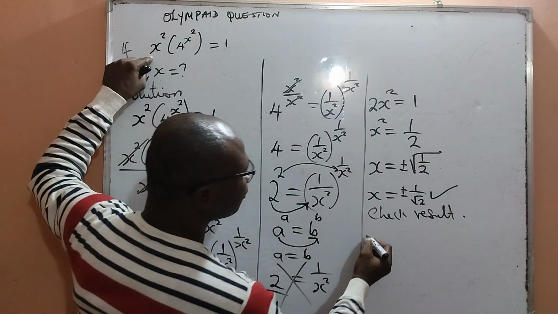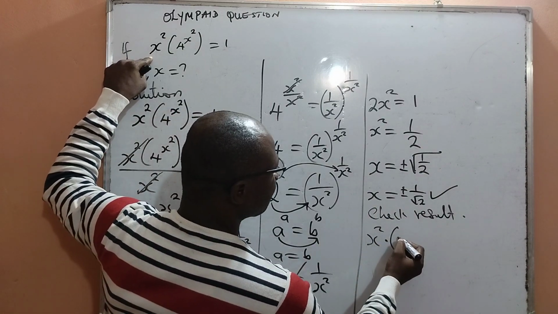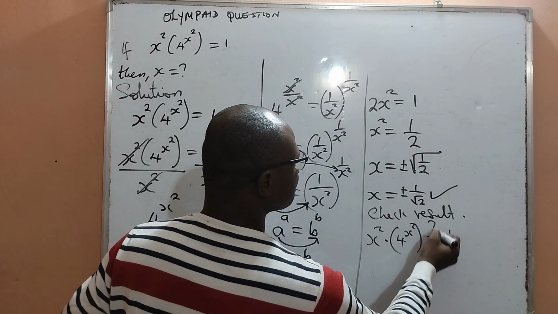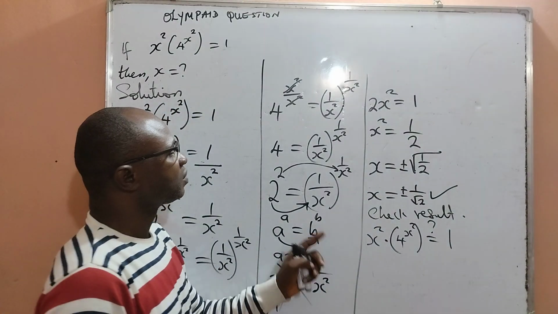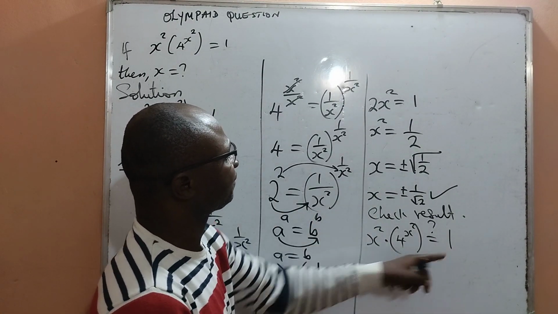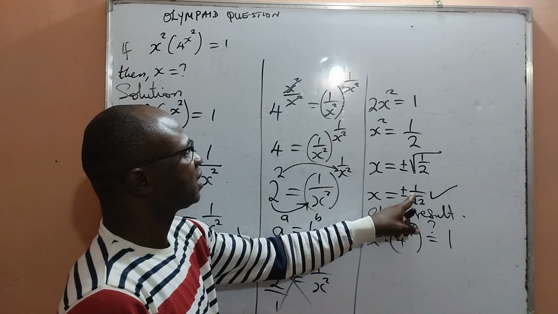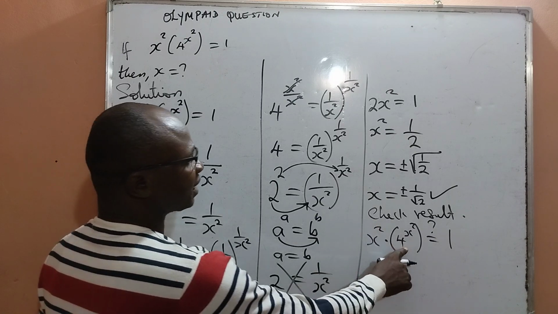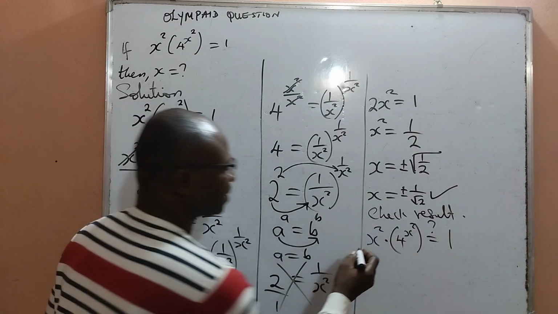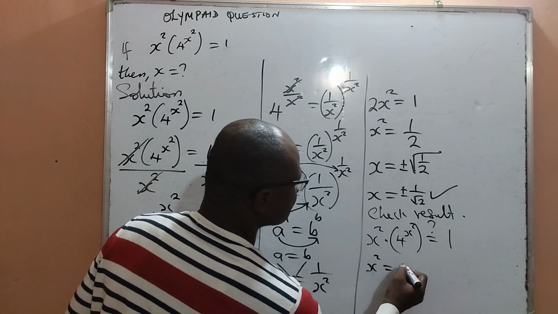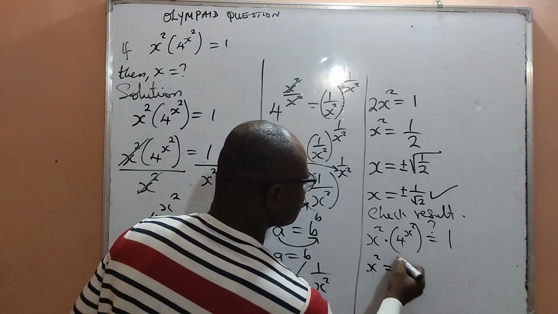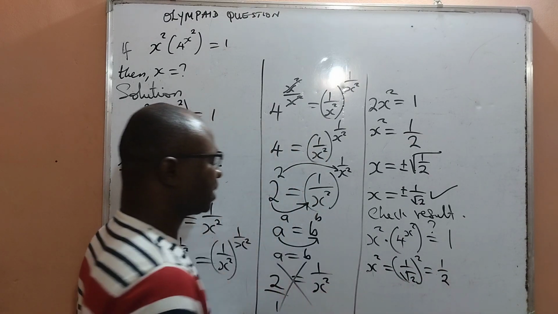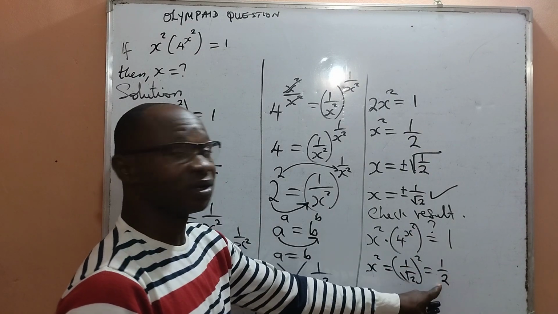I am given x to the power of 2 multiplied by 4, then to the power of x to the power of 2, all equal to 1. I want to see if I substitute the value of x, whether it will give me the right hand side and the left hand side equal. And from what we have here, 1 all over square root of 2. You can see here I have x to the power of 2, and here also I have x to the power of 2. What it means is that x to the power of 2 is the same thing as 1 all over square root of 2, then to the power of 2, which is equal to 1 all over 2. Meaning that x to the power of 2 is simply equal to 1 all over 2.